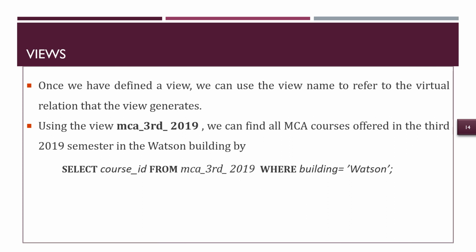So we can just check whether this building is equal to Watson. The query now becomes select course ID from the table name. Here we are using this virtual table name MCA 3rd 2019, where building is equal to Watson. So we can make use of this view table, this virtual table, for getting the details like other tables. It can work similar to the other tables.